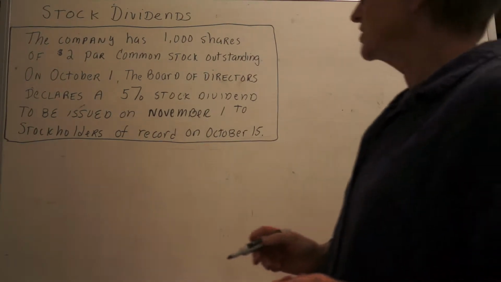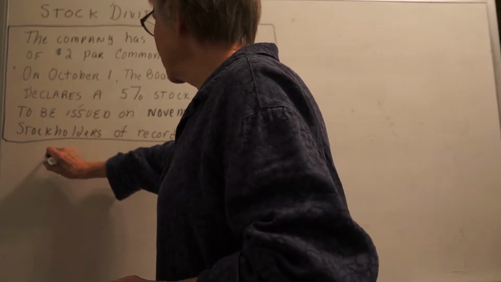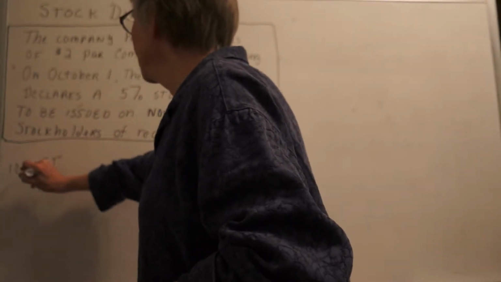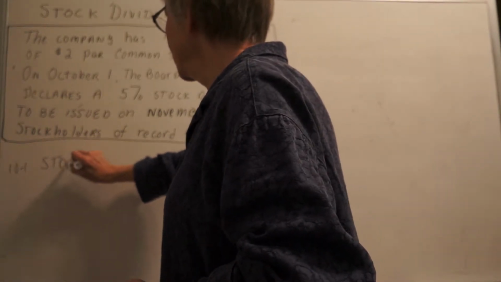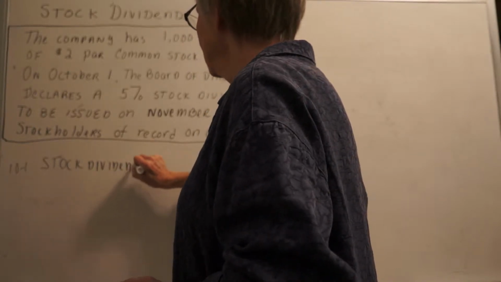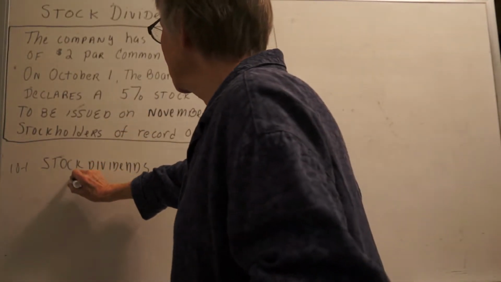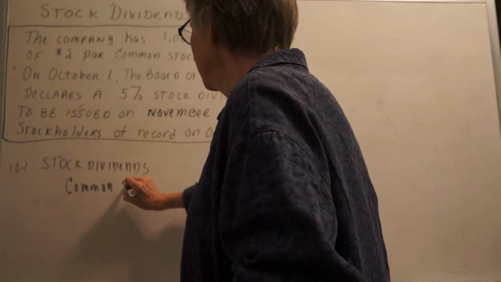So on the declaration date, we're going to make a journal entry. So October 1st, this is when it becomes a stock dividend. So we would say stock dividends, because that's what it is. And then we would do common stock dividend distributable.